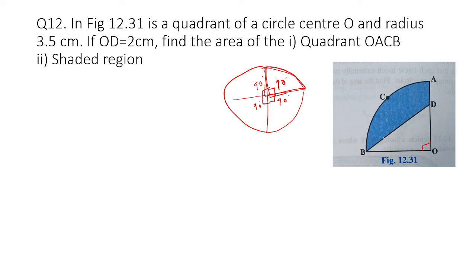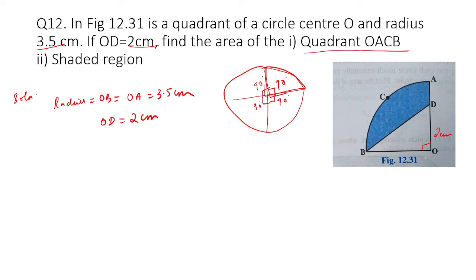Now we're given that OD is equal to 2 centimeter and radius. Let's write the solution. Radius is going to be equal to OB, and that is going to be equal to OA, and these are both equal to 3.5 centimeter. And we have OD, which is given as 2 centimeter. So we're first asked to find the area of the quadrant O, A, C, and B.